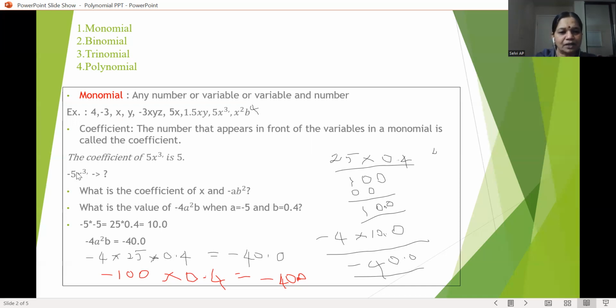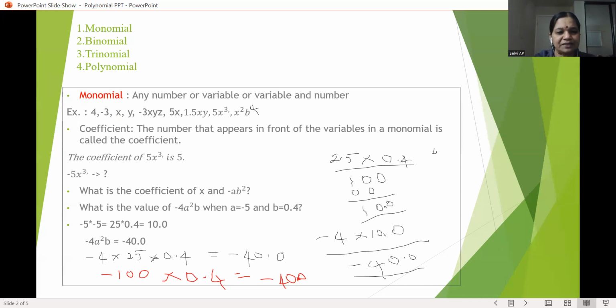Okay, look at this example. Minus 5x cube. What is the coefficient of x cube? Just think about it yourself. I think it's very easy to identify. Yes, correct. Minus 5. So you have to mention the sign. Here minus 5 is the coefficient of x cube.